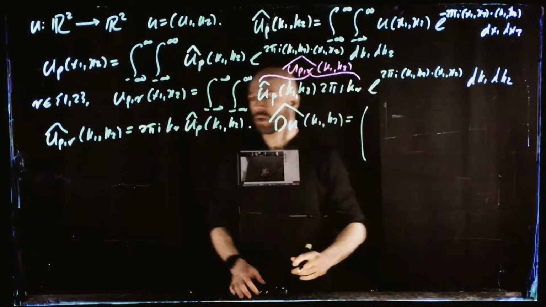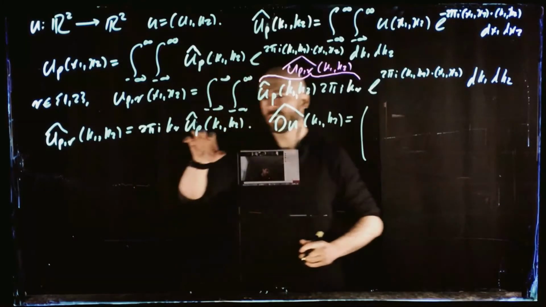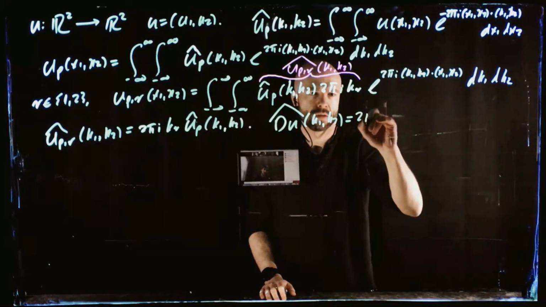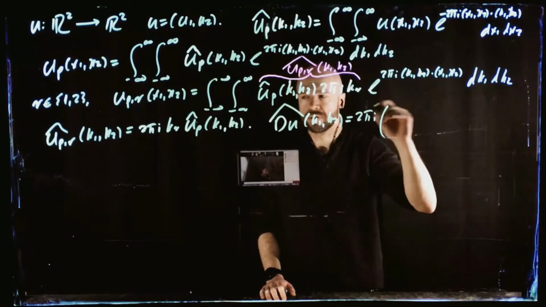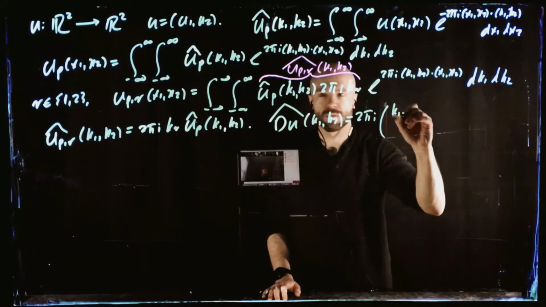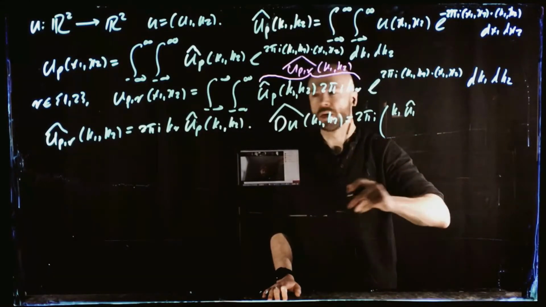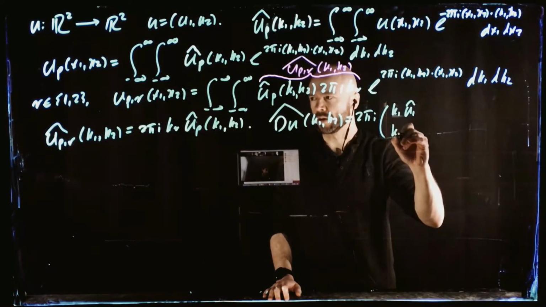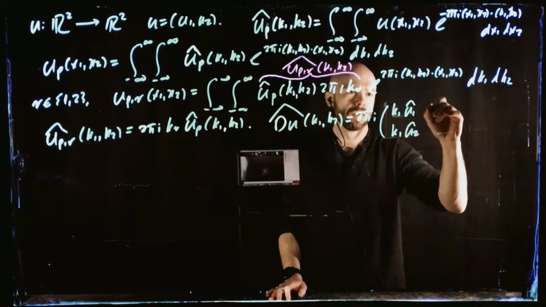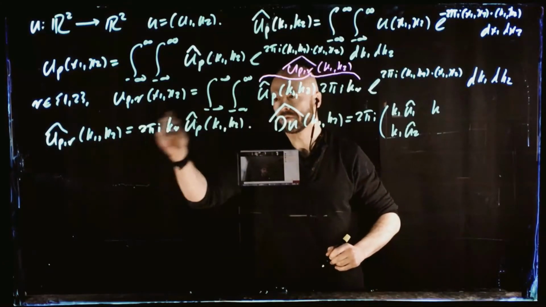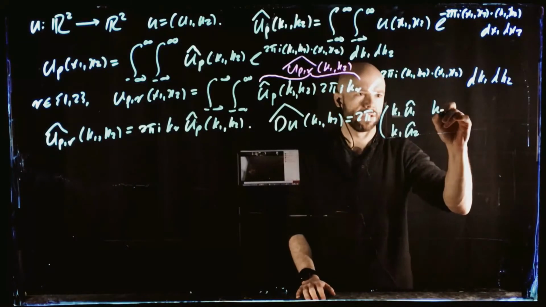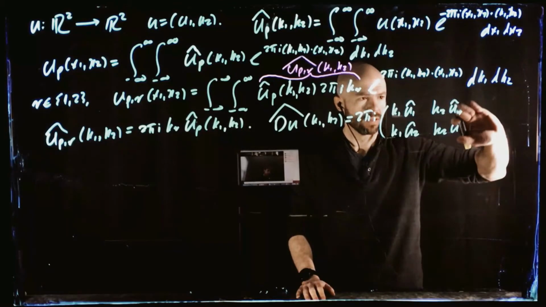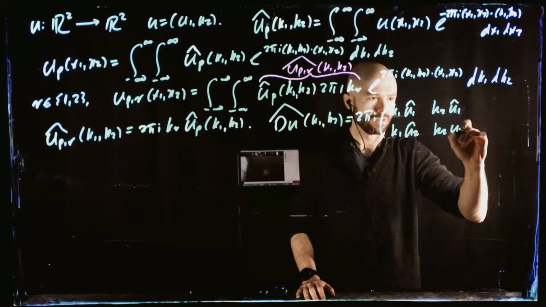So, the first derivative of the first coordinate, let's just pull out 2 pi i straight away. So the first derivative of the first coordinate, we're going to have k1 u1 hat. The second, we have k2 u1 hat. Then this is now going to be the second derivative of the first coordinate, so it's k1 u2 hat. And then this is k2 u2 hat.